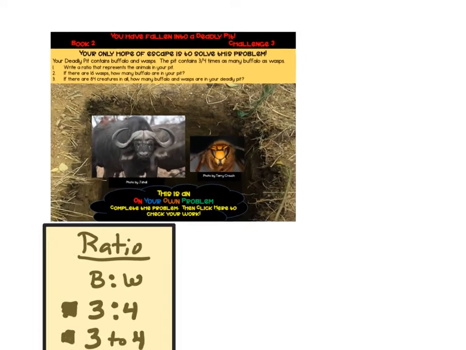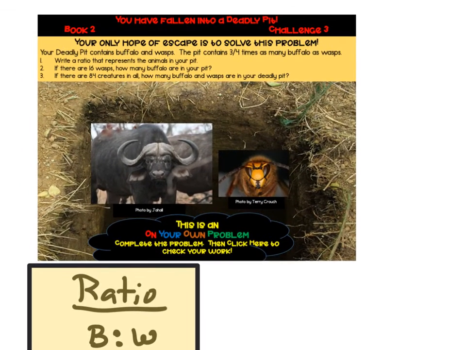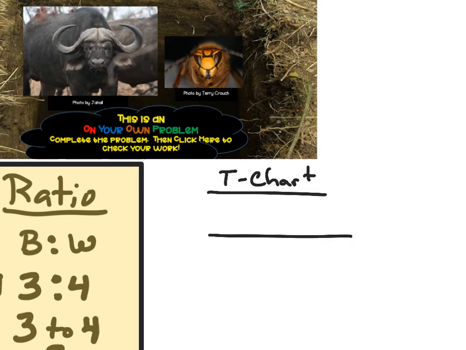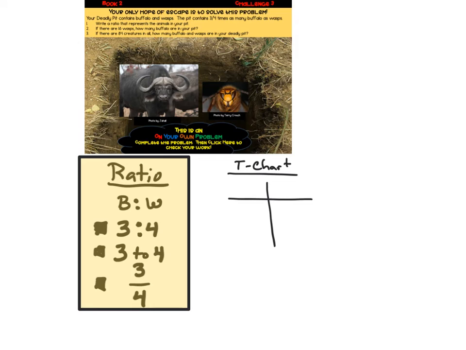Alrighty, so let's go ahead and move on to the second problem here. And we've got, if there are 16 wasps, how many buffalo are in your pit? In this case, I'm going to do the old trusty T-chart. So let's go ahead and just go T-chart, all right? And then I'm going to make my actual T-chart here, right? And I'm going to use the exact same ratios that I've got over here.